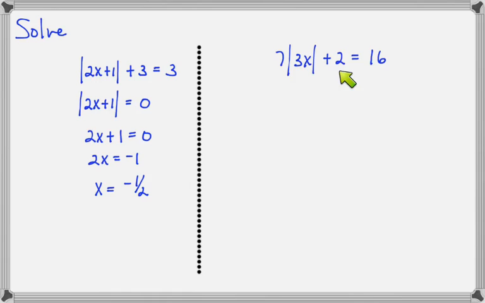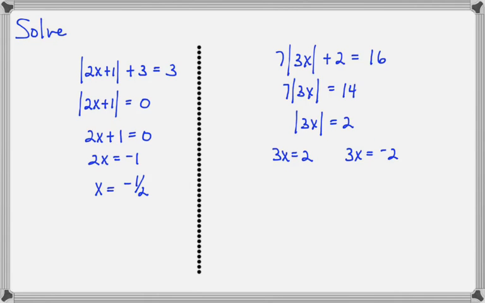And then for this example, 7 times the absolute value of 3x plus 2 equals 16. Let's always remember to isolate the bars first. So we'll do minus 2 on both sides. And we'll divide both sides by 7. And now what's inside the bars could equal positive 2, or what's inside the bars could equal negative 2. If we divide both sides by 3, there are our two solutions, positive 2/3 and negative 2/3.